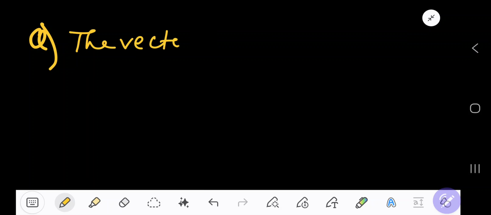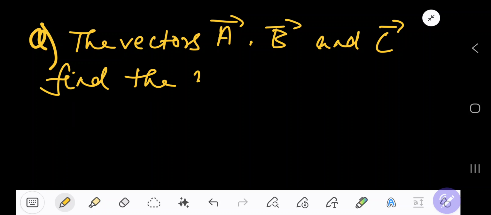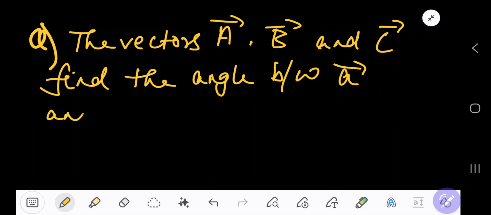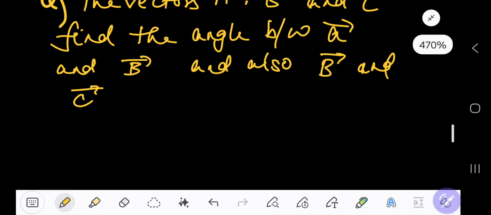So I have a question for you now. Say you have the vectors a bar, b bar and c bar. Find the angle between a bar and b bar, and also b bar and c bar, and the figure given to you is this.